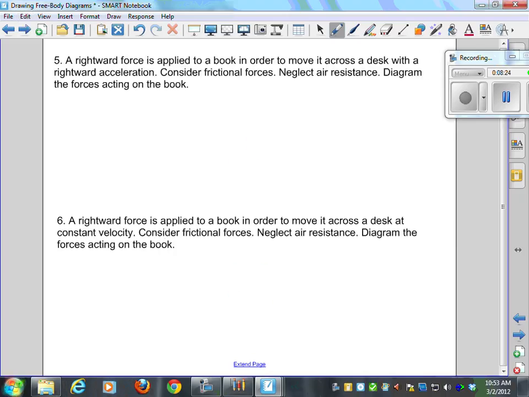Number 5, a rightward force applied to a book in order to move it across a desk with a rightward acceleration. Consider friction. Yeah, I just have to ask if I don't understand the last question.